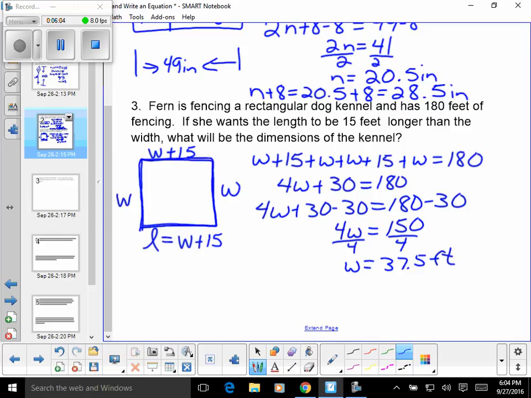Now notice again, it asks for the dimensions. So I also need that length, which is W plus 15. So I'm going to take the 37.5 plus 15. The length of this rectangle, rather, is going to be 52.5 feet. So your dimensions are 37.5 and 52.5.